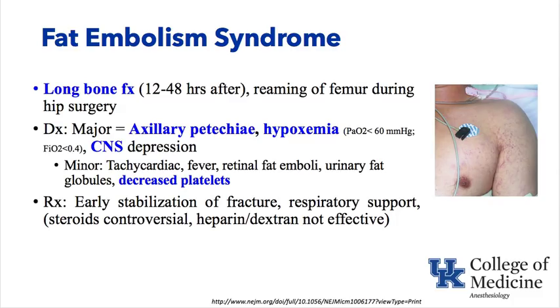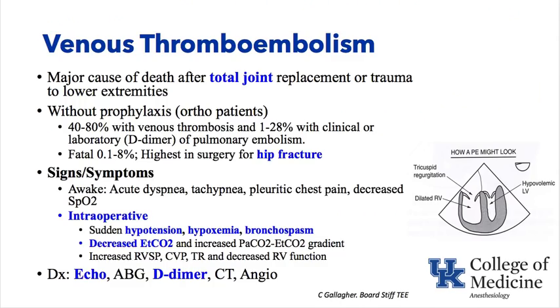The treatment is early stabilization of that fracture so it stops releasing those fat emboli, and support the respiration. Steroids are controversial, and heparin and dextran, which had been used in the past, have been shown not to be effective. The next topic is venous thromboembolism, a major cause of death after total joint replacement or trauma to the lower extremities. So prophylaxis is very important in orthopedic patients.